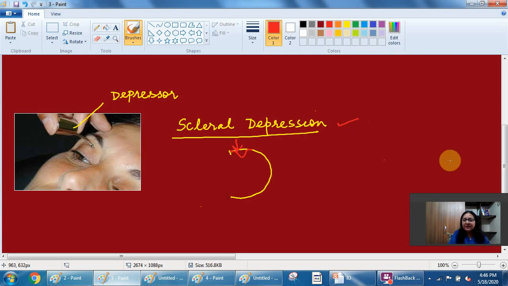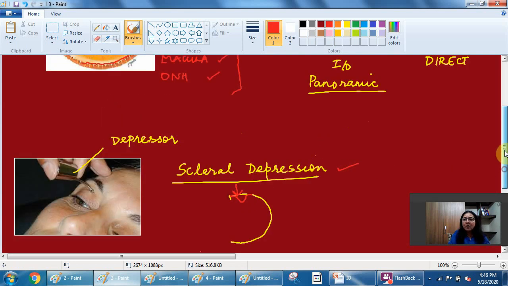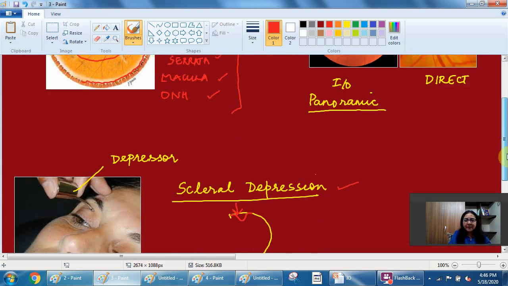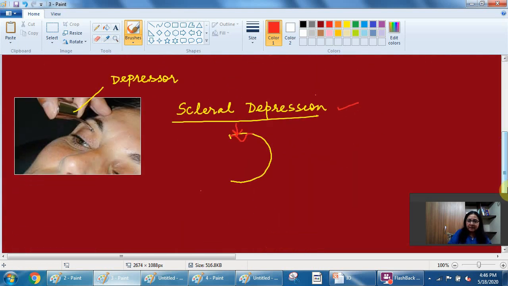All these things can come as your MCQs, that is, what all parts you can see on indirect ophthalmoscopy. This can come as an MCQ. The scleral depression technique to look at the retinal periphery can come as an MCQ also. So we are now clear about this.